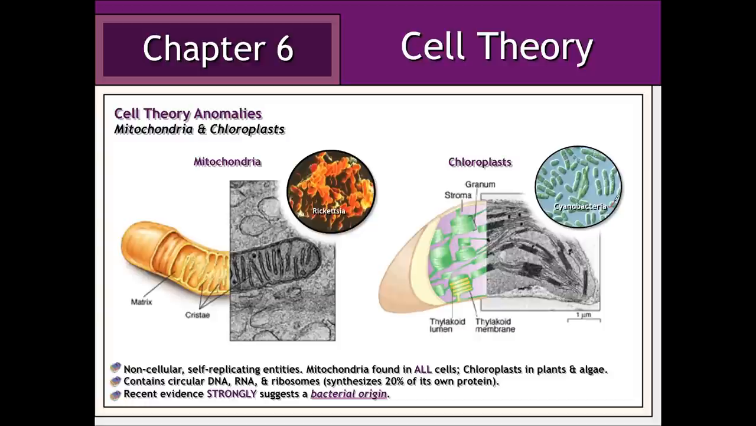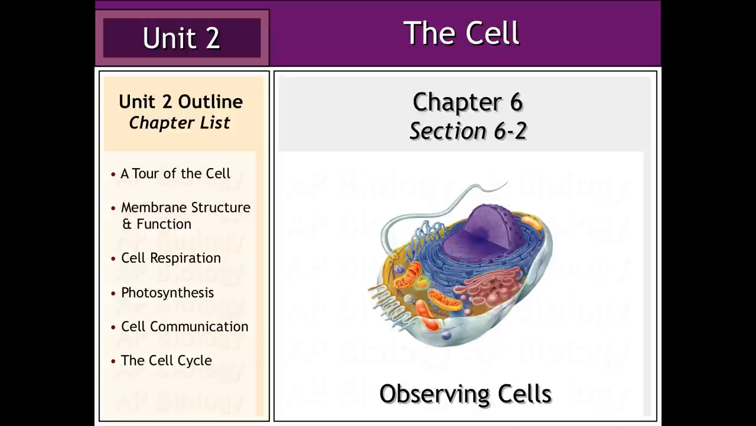The event that was responsible for the ancestors of the modern mitochondria and chloroplasts to forge a relationship with early eukaryotic cells is known as endosymbiosis, something that we will expand on in great detail later on in this chapter. In this section, we're going to take a look at various techniques that have enabled researchers to identify cellular structures as well as to determine their specific function.